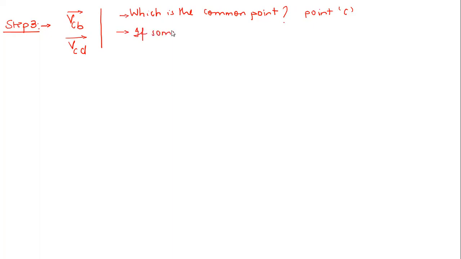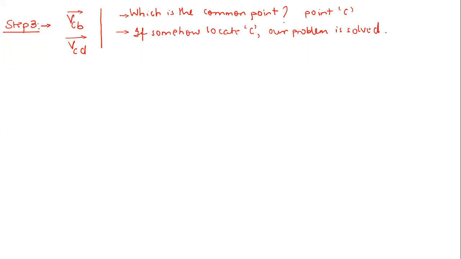this is the way you have to think. If somehow we locate point C, then our problem will be solved. Ultimately, what was our goal? To find out the velocity of point C. Now these two vectors are left, and if somehow we locate this common point C, then we can solve the entire problem.